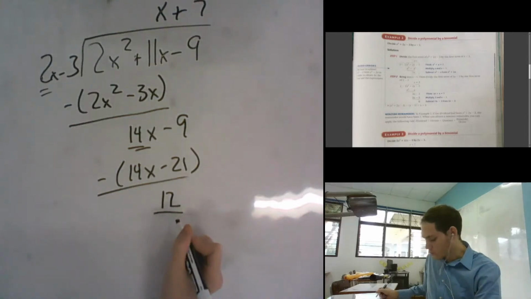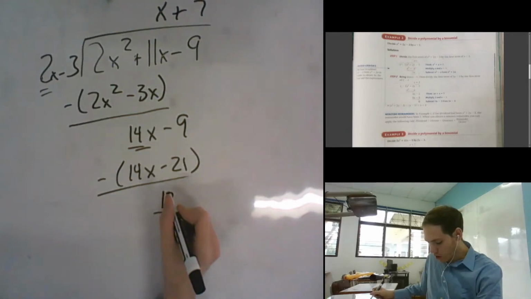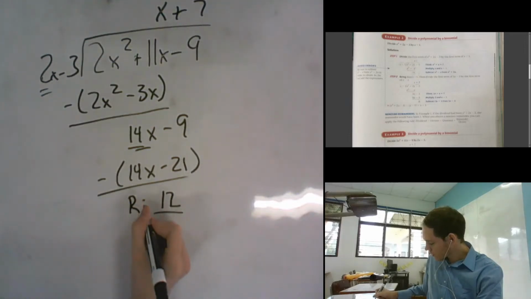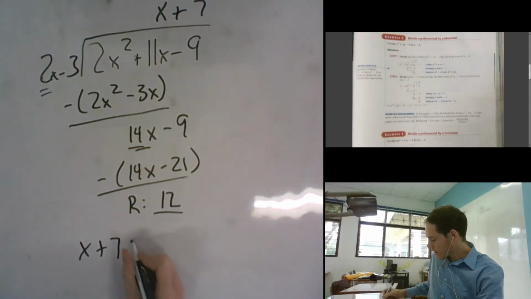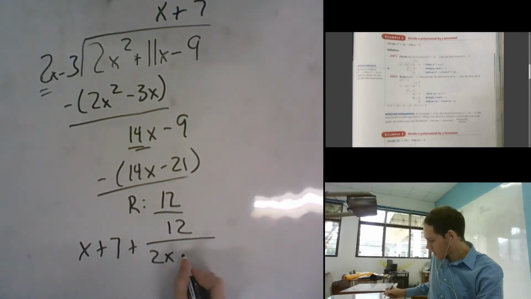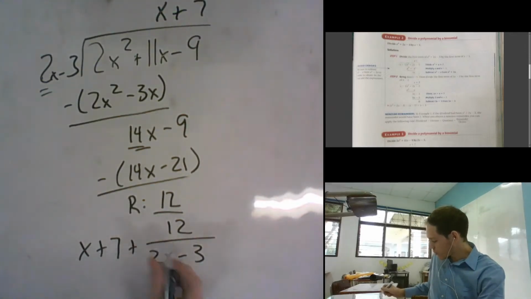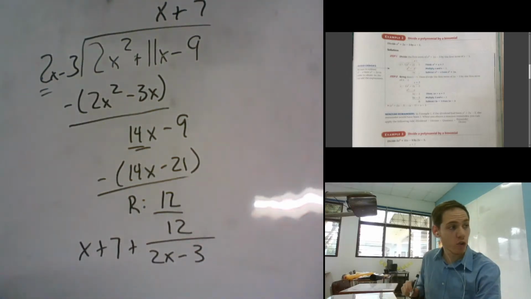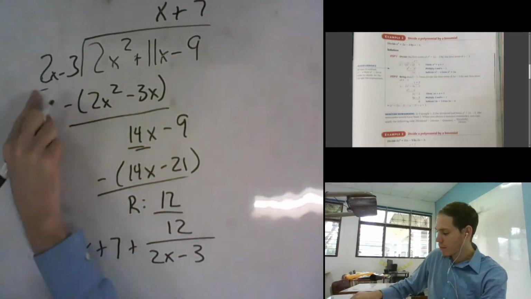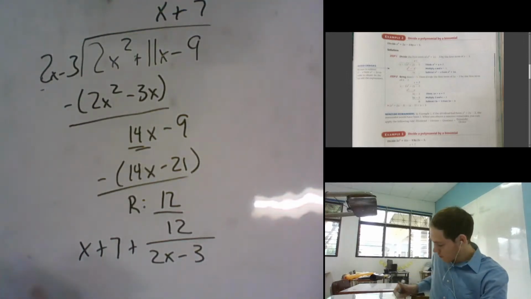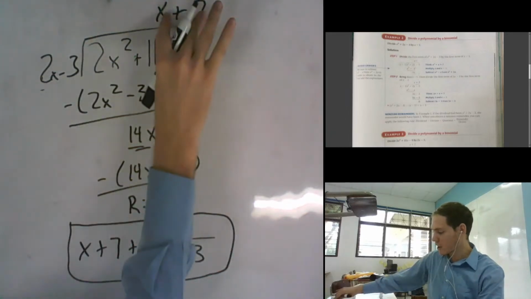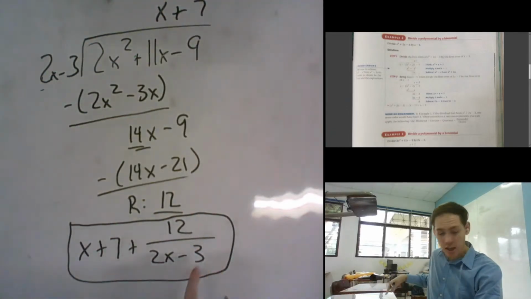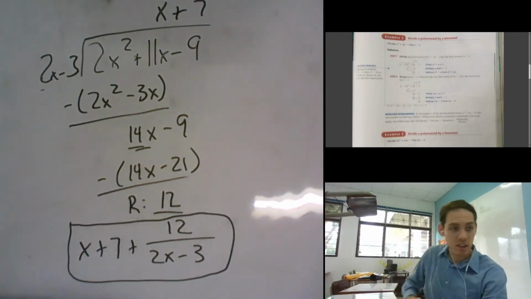Now 12 is a remainder. What do we do with our remainder? Well, our solution is x plus 7. Then you put your remainder over what you divided by. So what we divided by was 2x minus 3. So what we put on top, that's what we put by itself. Then our remainder goes over the 2x minus 3.